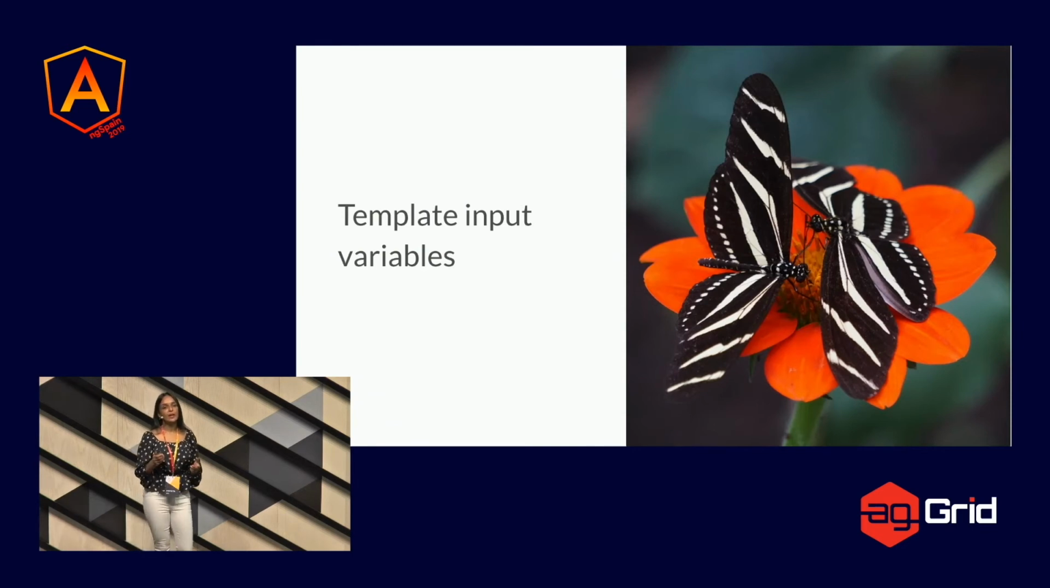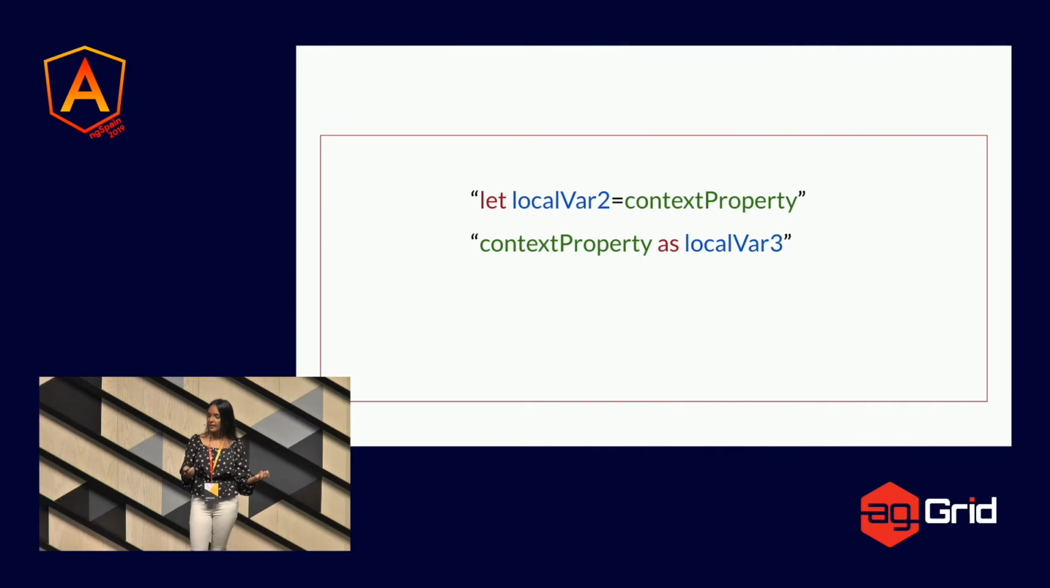We define template input variables on the ng-template to access these context object properties. In the microsyntax, the string that we assign to the structural directive with the asterisk syntax, there are two ways to declare template input variables. One is using the let keyword, and the other is using the as keyword. So it's kind of reversed. With let, you say local variable equals the context property name. With as, you say context property as local variable.